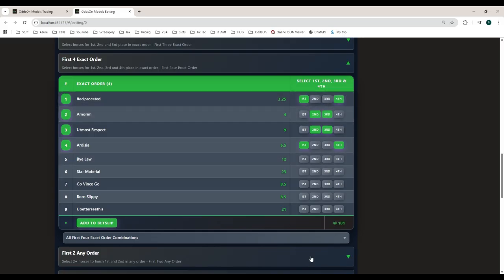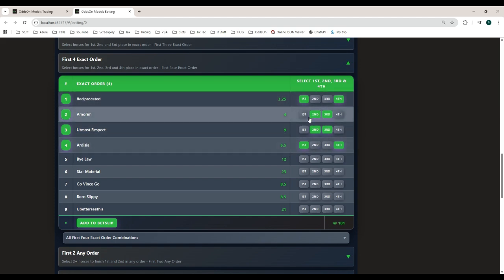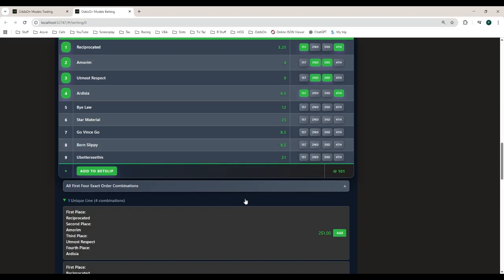So here now, with that pattern, it's a bit of a funny one. 1 and 4 have to be first and fourth, and 2 and 3 have to be second and third. That bet comes out at 100 to 1. Again, there's 4 combinations here.